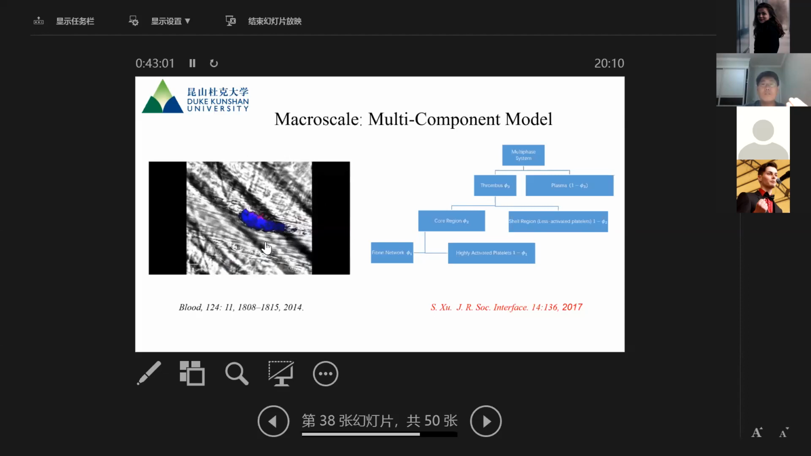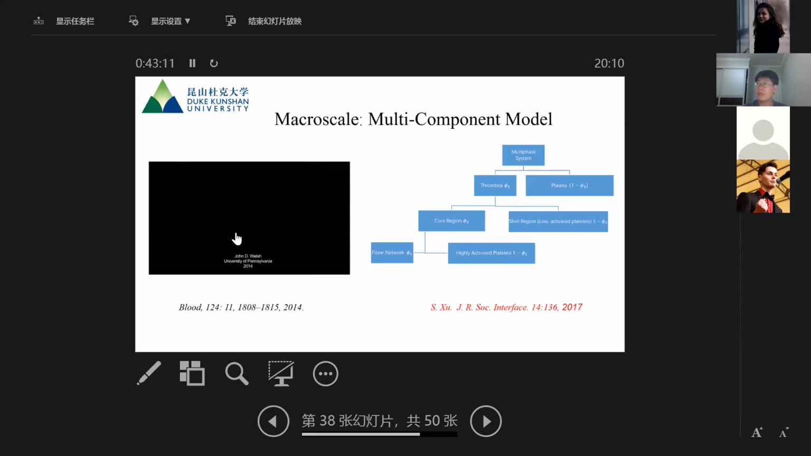Also, during the formation of the clot, due to the interaction between the clot and the blood plasma, some pieces of the clot are torn off from the clot surface and form emboli, and then are transferred downstream. So in order to mimic the formation of embolization, which is very important, we give another model.